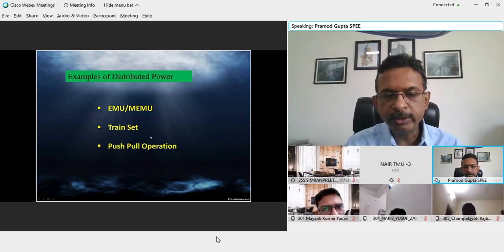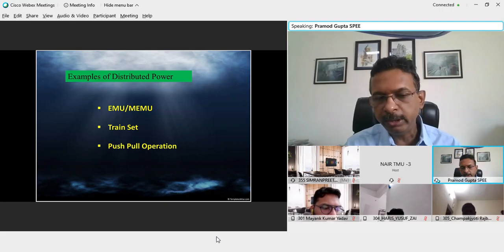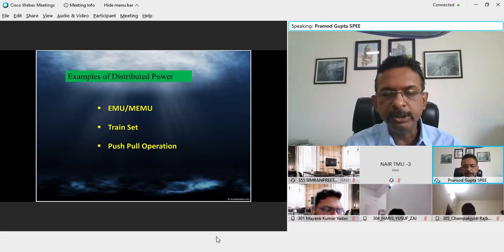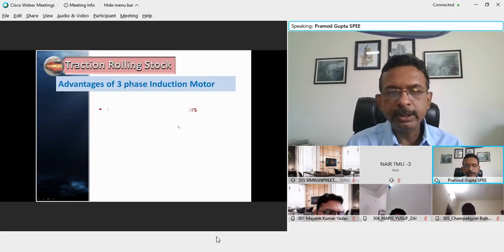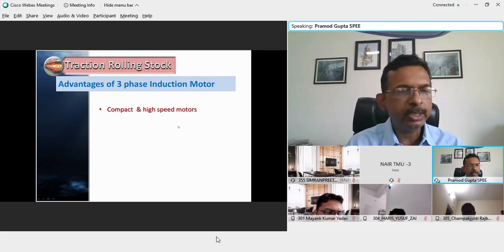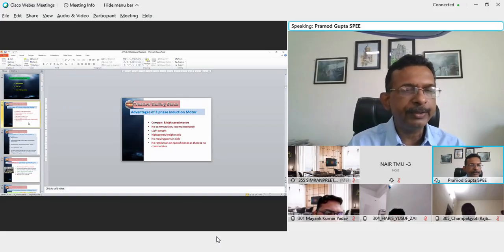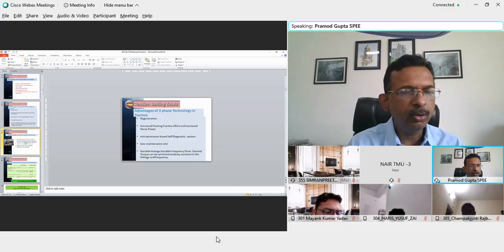Push-pull operation is also important to increase the throughput of the section, to improve the overall speed of the train, and to cut the travel time required to perform the journey. So these are the 3 examples where we are using distributed power. This is the slide that I would like to skip because we have already discussed the three-phase induction motors, and we have also discussed the advantages of three-phase locomotive.